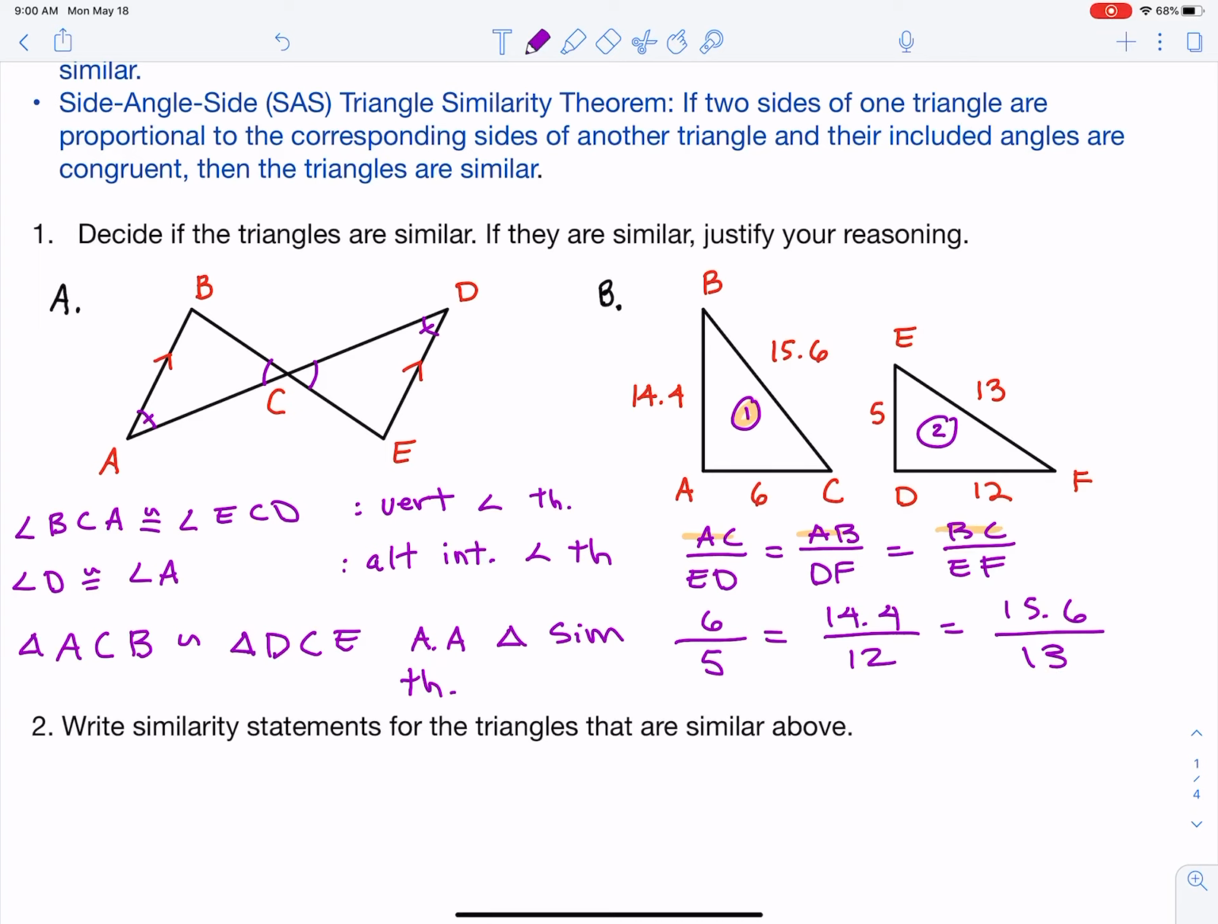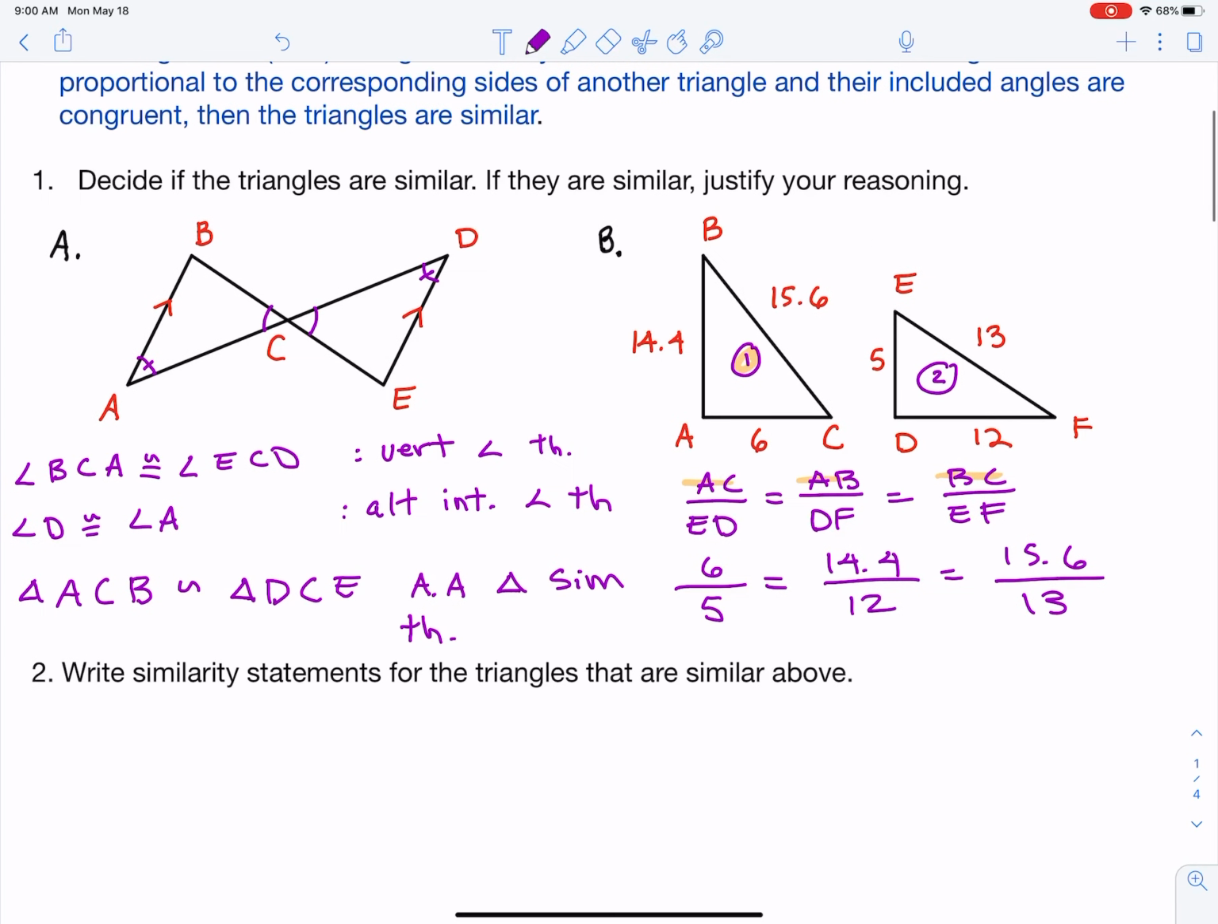So I want to see if these three things are the same. So I'm going to grab my calculator. There's no reason to get crazy here. I'm just going to grab my calculator and say, okay, what is 6 divided by 5? 6 divided by 5 is 1.2.